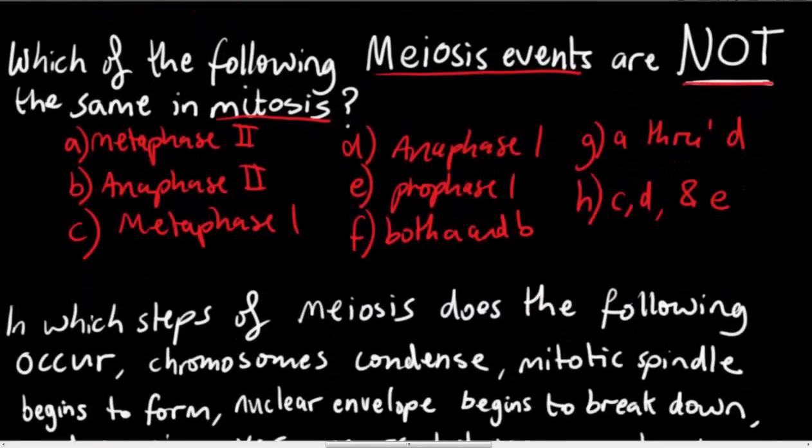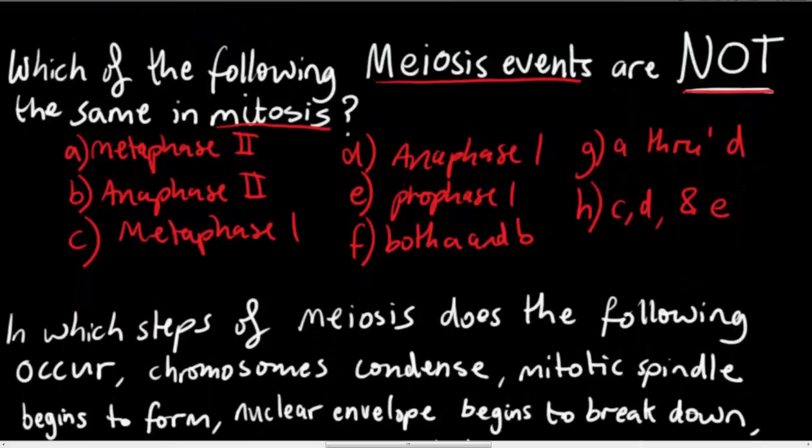This next question: which of the following meiosis events are not the same in mitosis? Look at it for a moment. There's all these different options, A through H. Figure out, choose which one it is. Pause the video now, figure it out, and I'll give you the answer. So the answer is H.